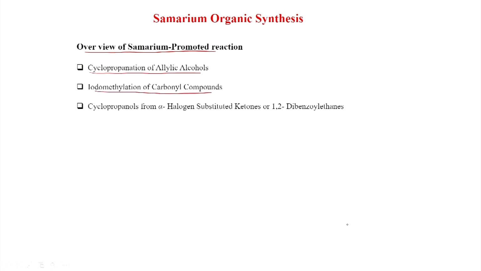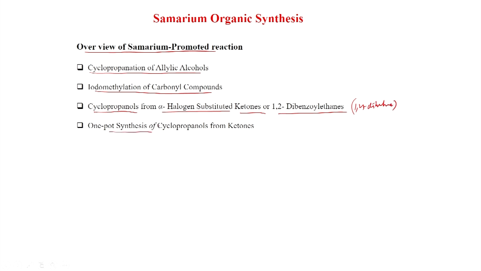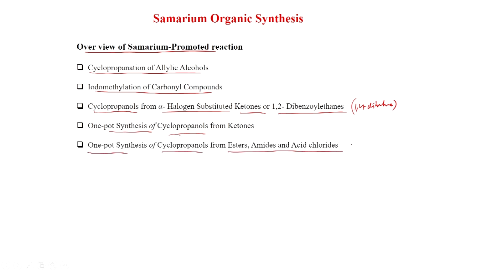Now, we will discuss an overview of samarium promoted reactions: cyclopropanation of allylic alcohols, iodomethylation of carbonate compounds, cyclopropanols from alpha halogen substituted ketones or 1,2-dibenzoyl ethanes. This is actually a 1,4-diketone, that we will see. And one-pot synthesis of cyclopropanols from ketones. Also one-pot synthesis of cyclopropanols from esters, amides and acid chlorides. So this samarium chemistry is very rich to generate cyclopropanes as well as cyclopropanols, that we will see.